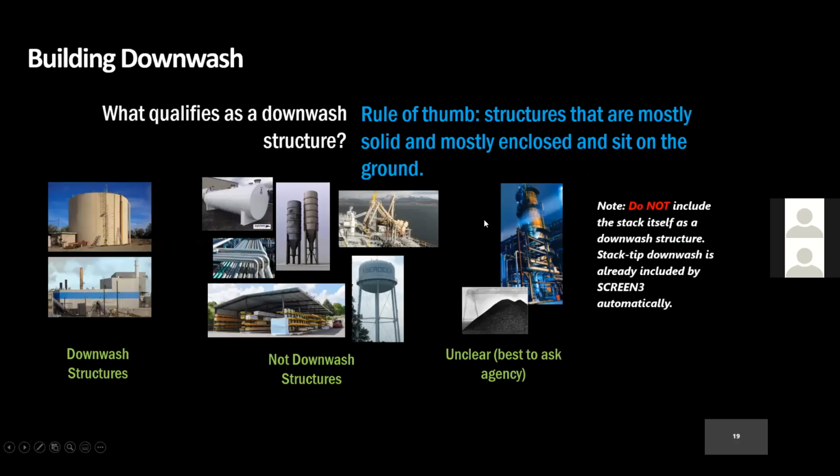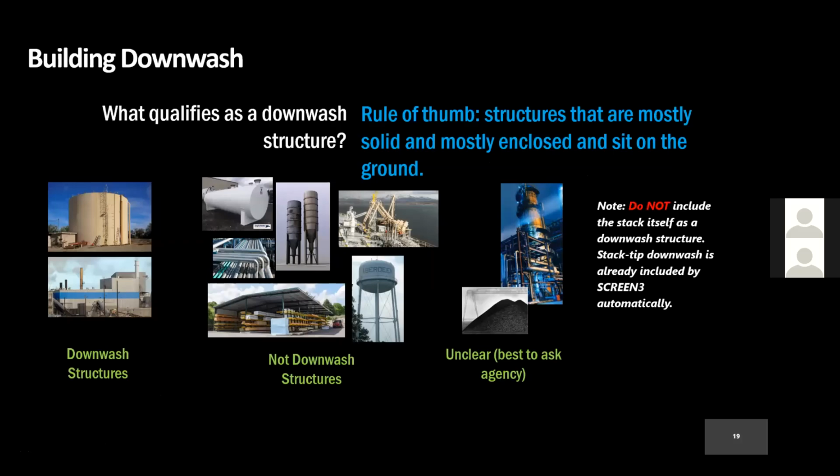What is a downwash structure? What qualifies as a downwash structure? There's no EPA guidance that I'm aware of that tells you what is and what is not a downwash structure. So this is more of a rule of thumb than an actual rule. But downwash structures are anything that is solid, mostly enclosed, and sits on the ground. And the idea is that they are changing the flow of air around that structure.